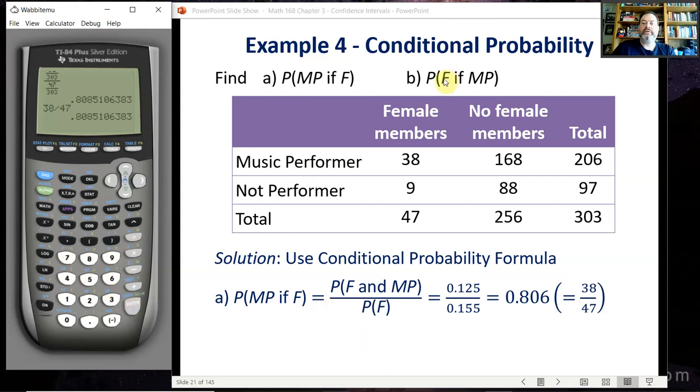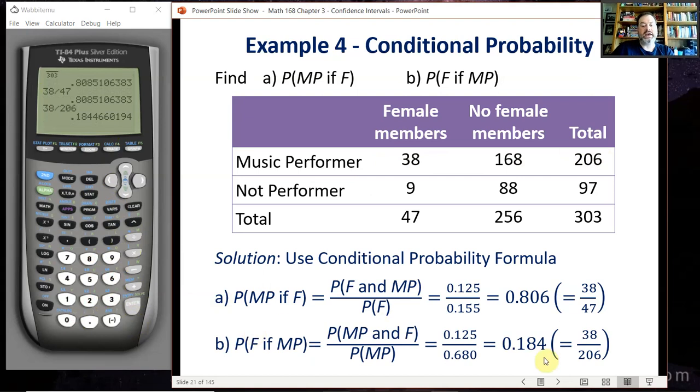All right, what about the other way? Female if music performer. Well, let's try the shortcut and see if it works. All right, so we know it's a music performer. What proportion of music performers are female? 38 out of 206. Again, you can do it the long way like I did here. That's totally fine. Now this one works out the same with the rounding.